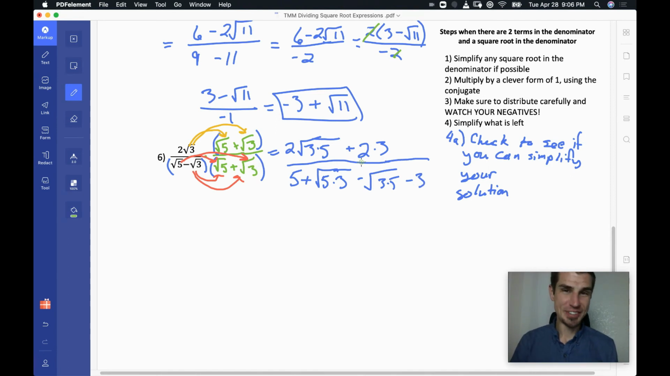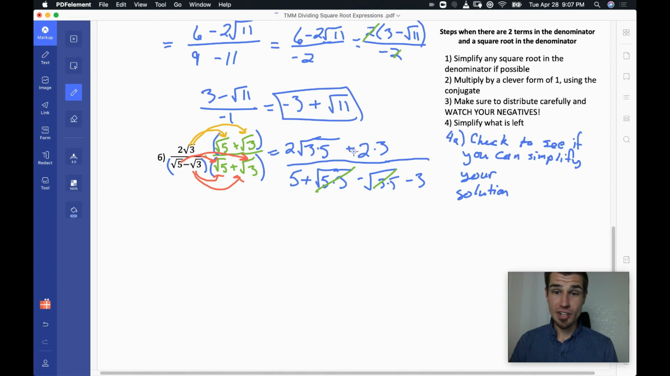So now let's take a look. What did multiplying by the conjugate do? 5 times 3, 15, right? 3 times 5, 15, okay? So we have positive square root of 15, negative square root of 15. These cancel. That is what the conjugate does. It ends up canceling out those terms in the middle so that we don't have any square roots anymore.